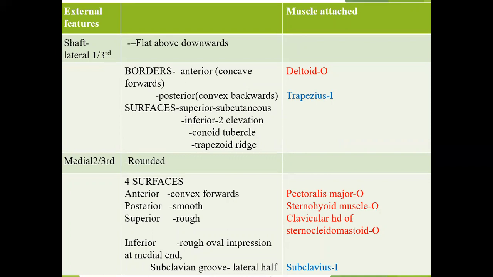The anterior surface is convex forwards. The posterior surface is smoother, and the superior surface is rougher. The inferior surface has two features. What are the two features present in the inferior surface of the medial part of the shaft? One is an oval impression. This oval impression is for articulation with the first costal cartilage. So the first rib will be articulating with the clavicle. Second, this medial inferior surface has a subclavian groove. This subclavian groove is located on the lateral part of the inferior surface.